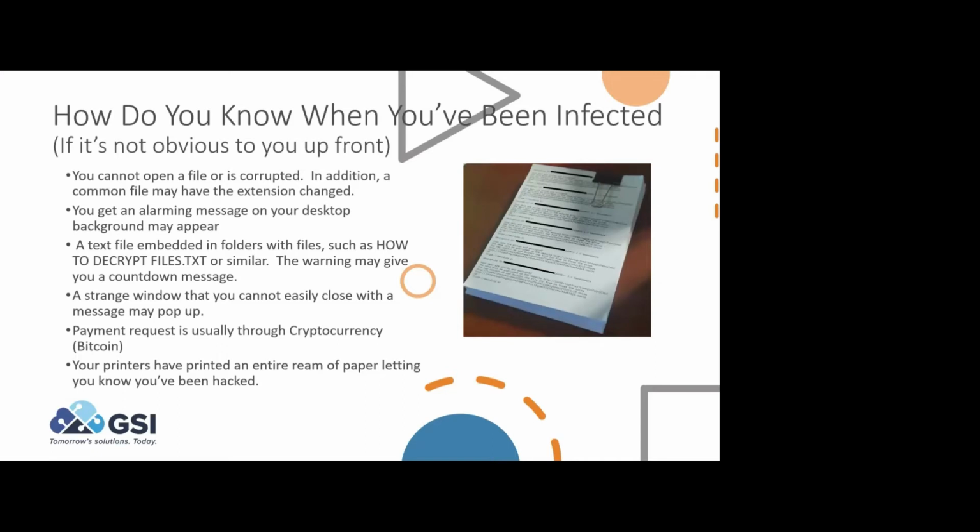If it's not obvious that you've been affected, some things you might want to look for: you might not be able to open a file, or it appears corrupted. I mean, that does happen by normal use of a computer, but nowadays you might want to think twice. File extensions may get changed. You may even see an alarming message on your desktop saying that you've been hacked, or you might look in the file folder where you're expecting files to be seen and see Decrypt files, which may give you a warning. You might get a countdown message. If you see a strange window, especially in a browser, that you cannot easily close, it may be a pop-up.